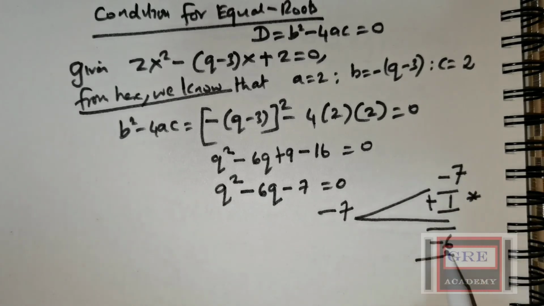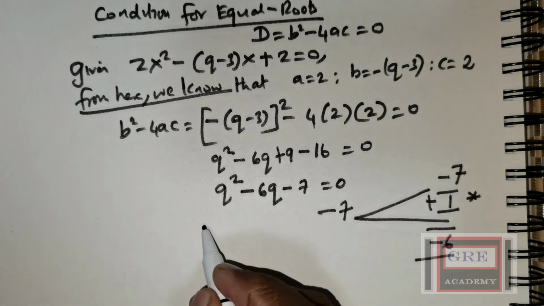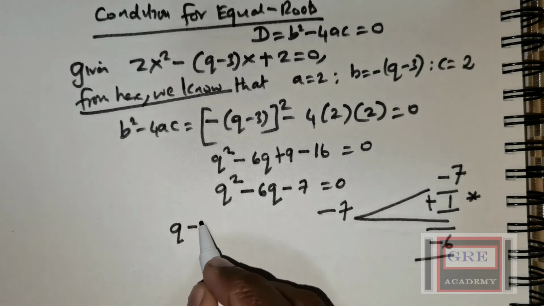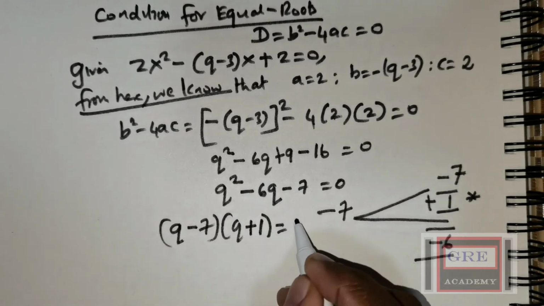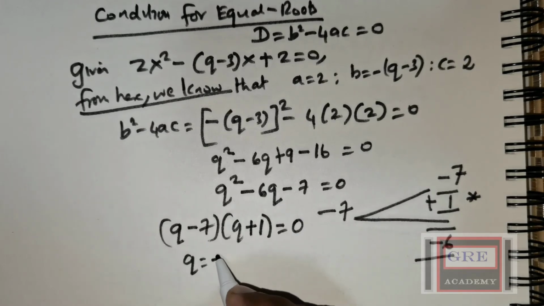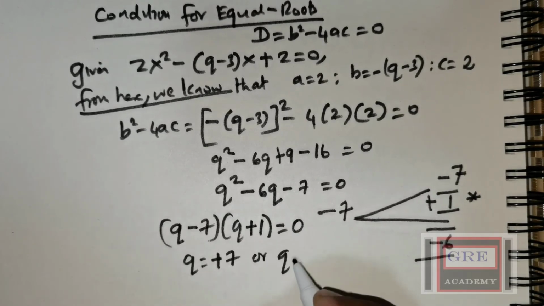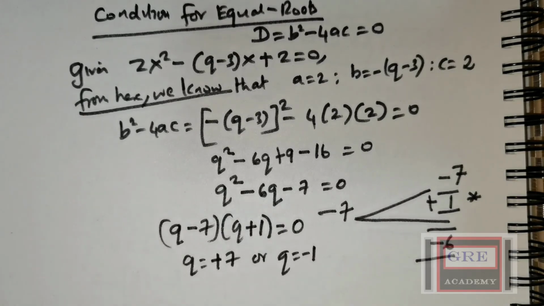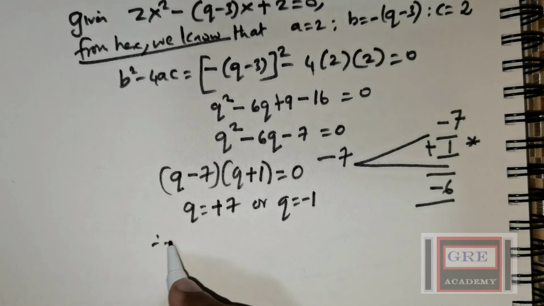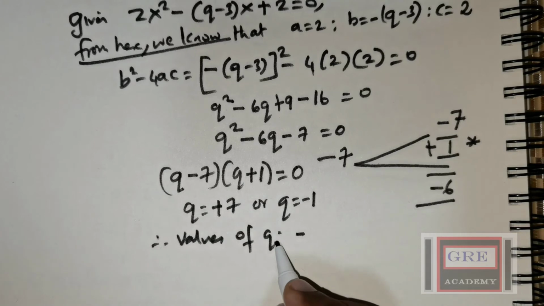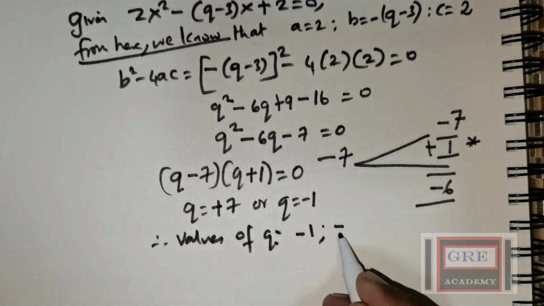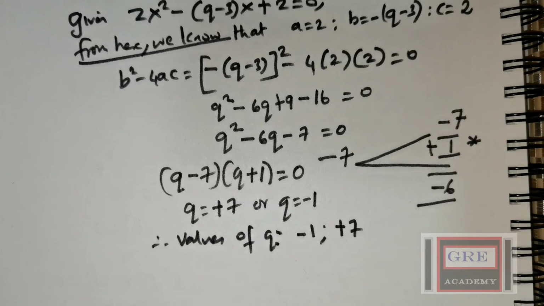Because negative 7 multiplied with positive 1 would give you negative 7, and negative 7 added with positive 1 would give you negative 6. So the factors are (q minus 7) times (q plus 1) is equal to 0. So from here q is equal to positive 7 or q is equal to negative 1. So the values of q are negative 1 and positive 7. So that completes the results to this question.